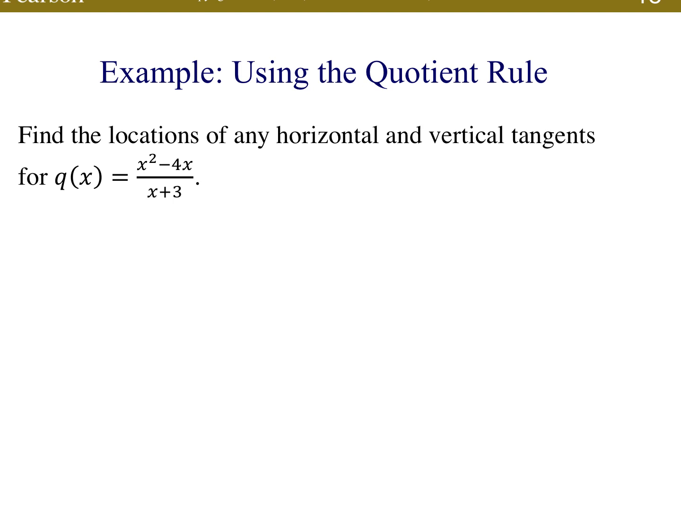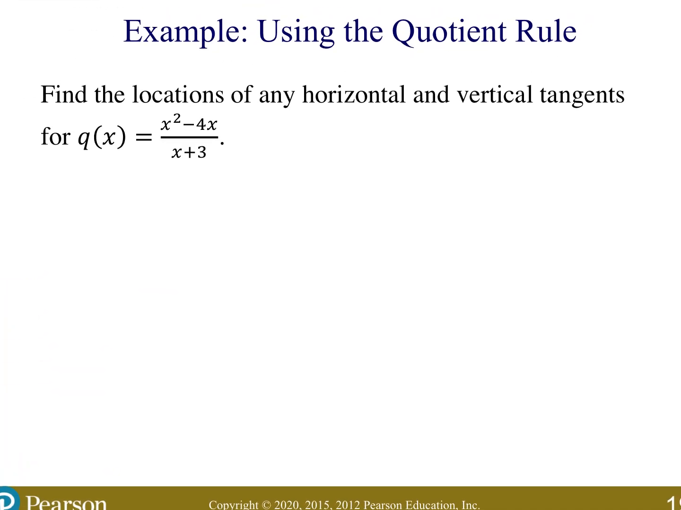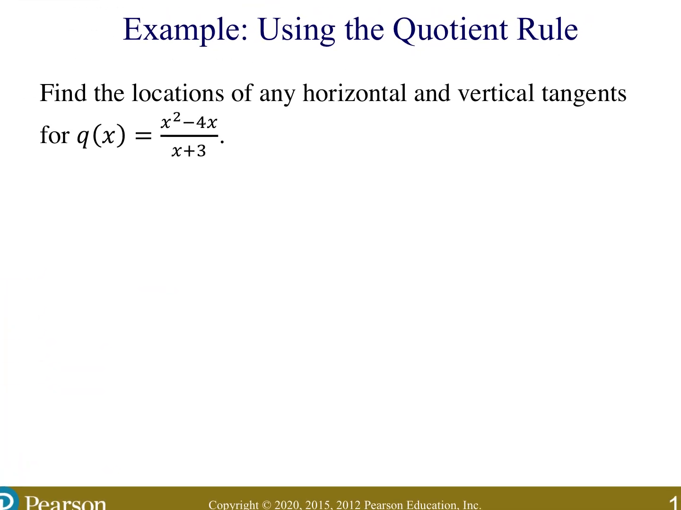So now how do you apply that? Find the locations of horizontal and vertical tangents. In order to do both of those things, I'm going to need the derivative. What kind of slope does a horizontal tangent have? Slope of 0.